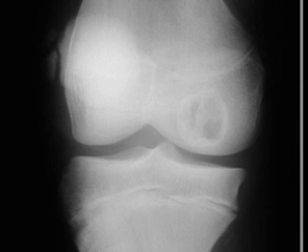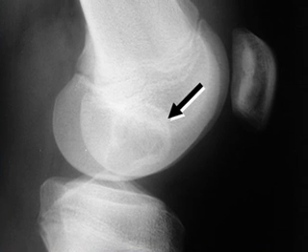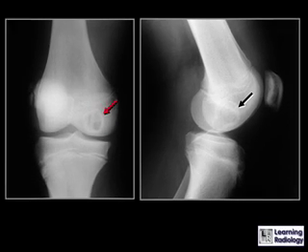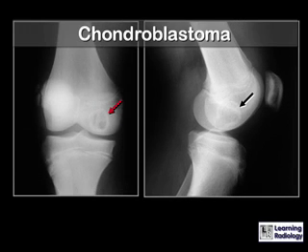There is a lytic geographic lucency in the epiphysis of this growing child. It has a sclerotic margin, and it has some flecks of calcification within it. This is the typical appearance of a chondroblastoma.